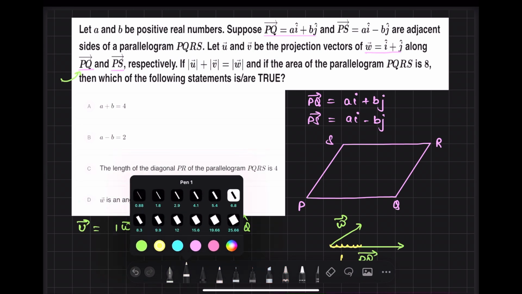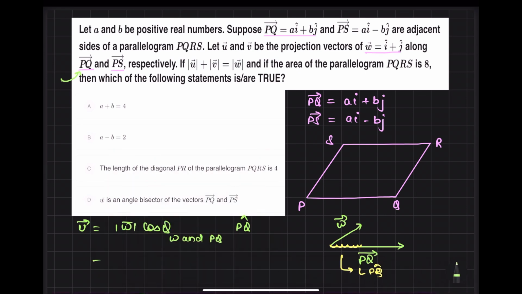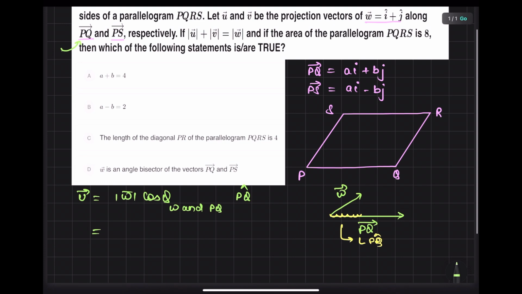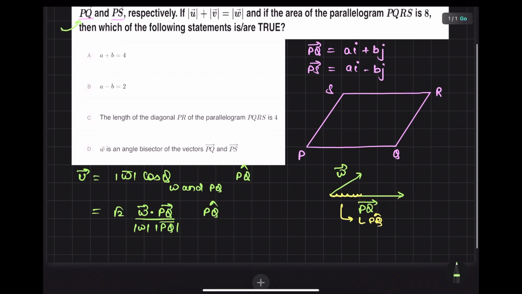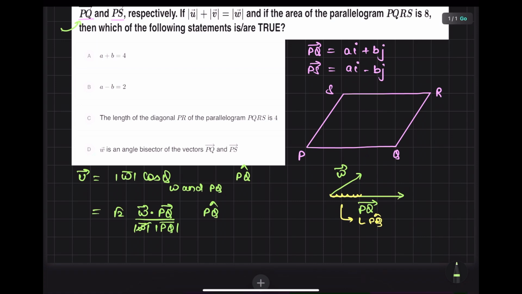Now solve this problem. So look at this. So who is mod w? Mod w is root over 1 plus 1. So it is root 2. Then we have cos theta. Cos theta is what? w dot PQ upon mod w mod PQ. Okay. And then PQ cap. Is that okay? Now mod w is root 2. So this thing is gone.